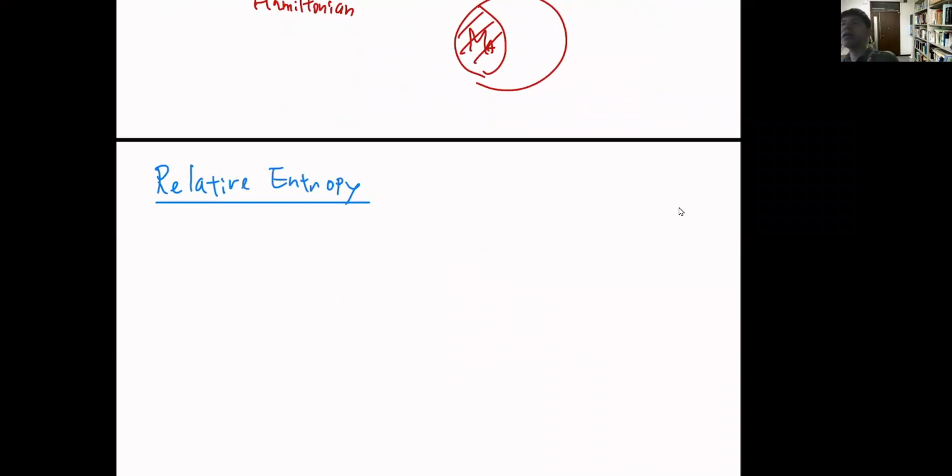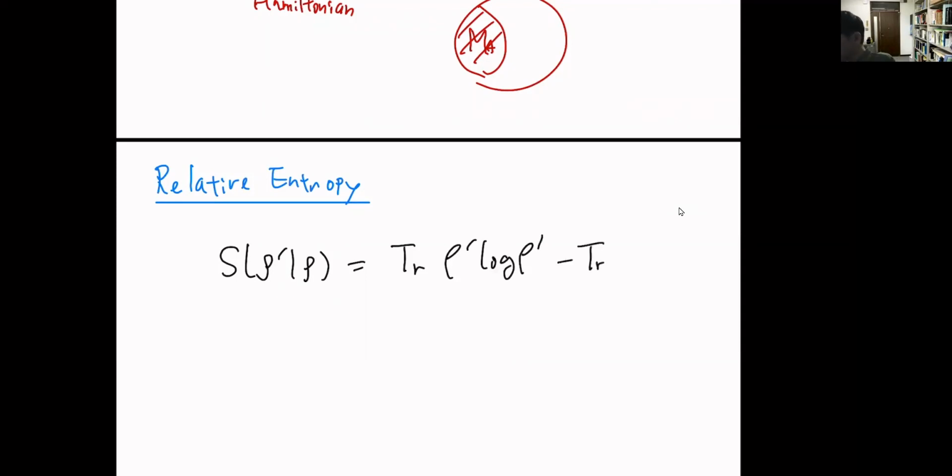Relative entropy basically measures the distance between two different density matrices, rho and rho prime. It is defined as the trace of rho prime log rho prime, which has the opposite sign to the von Neumann entropy, minus the trace of rho prime log rho. This is called relative entropy.